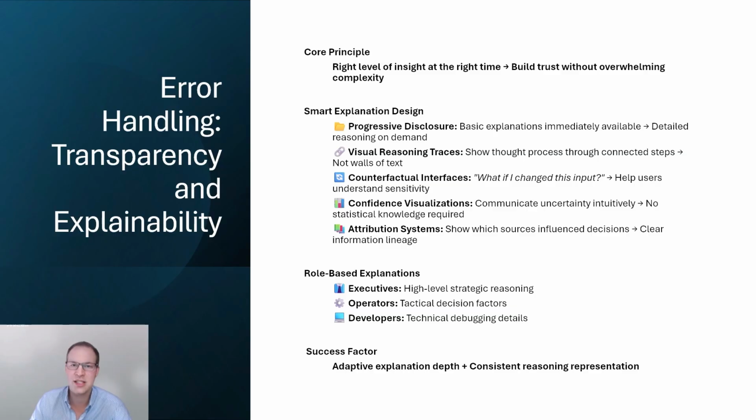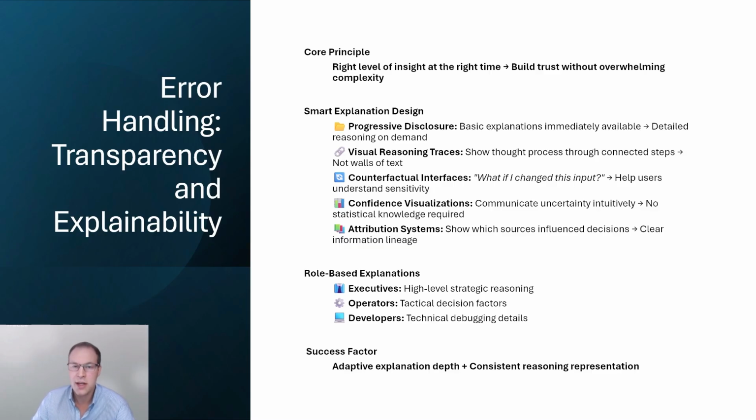So how do you design smart explanations? You want to implement a progressive disclosure system where basic explanations are immediately available with detailed reasoning accessible on demand. You want to design visual reasoning traces that show the agent's thought process through connected steps rather than just a wall of text from a reasoning model, for instance. You want to create counterfactual interfaces that can show how different inputs or parameters would change agent decisions. This helps users understand the sensitivity and robustness. You want to develop confidence visualizations that intuitively communicate uncertainty without relying on statistical knowledge.